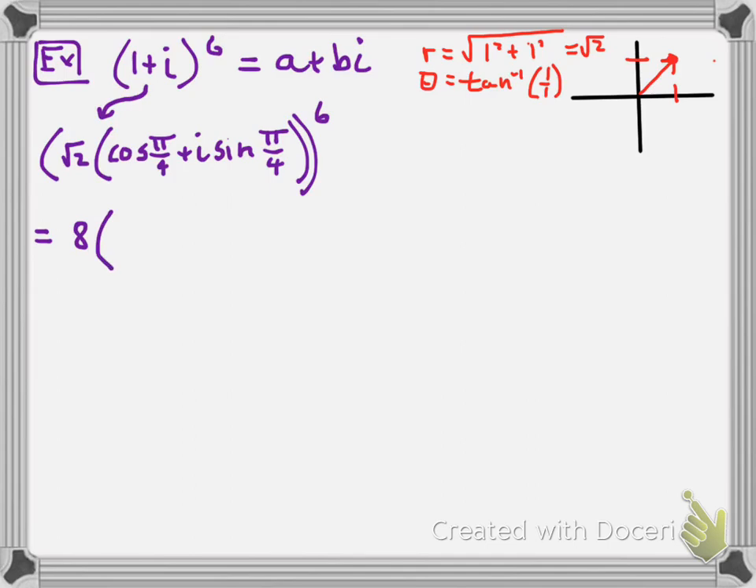And what do we do with the angle in DeMoivre's theorem? You multiply 6 times the angle. 6 times pi over 4 is 6 pi over 4, which is going to simplify to 3 pi over 2. Plus i times the sine of 3 pi over 2.